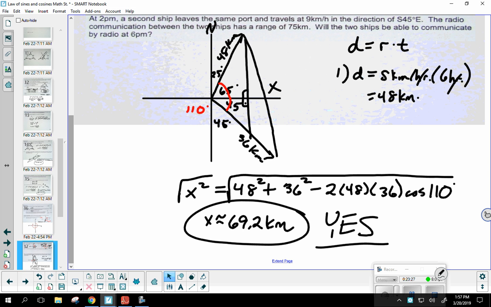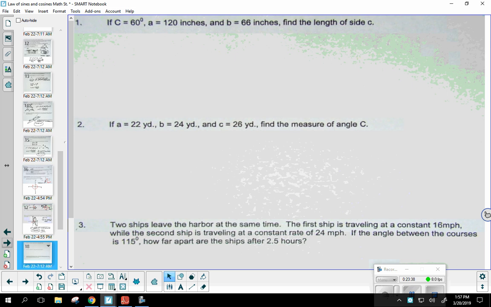All right, questions. All right, well, that is all I have. So let me shut this down because I believe that's it. Right? Then after this, it goes into law of cosines homework.